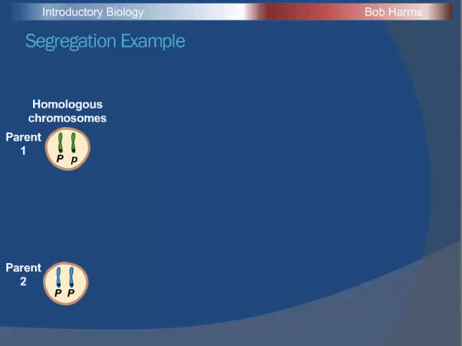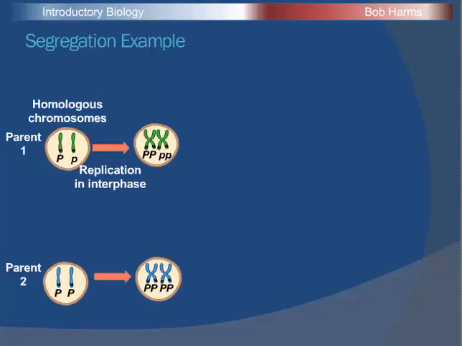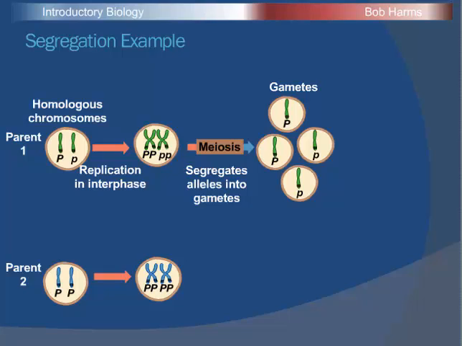So sticking with our flower color example, let's say we've got one parent who is heterozygous, so it's got a purple and a white allele for flower color, and the second parent has two copies of the purple, so it's homozygous for purple. Now during the cell cycle, we know that cells are going to copy their genetic information, and so each chromosome would have two identical copies, the sister chromatids, and then during meiosis, those cells are going to divide into 4 gametes. One cell divides into 2, and then 2 into 4, and that takes us from our diploid to our haploid.